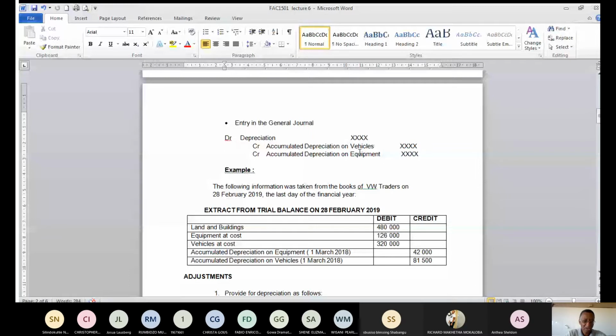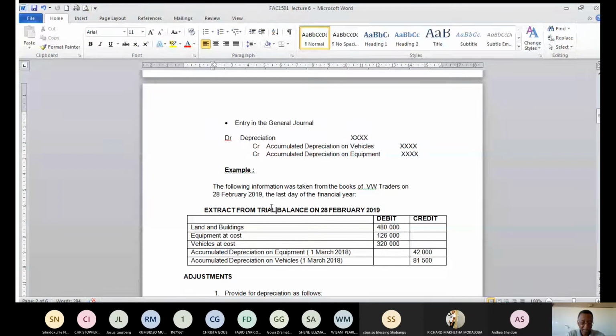Let us take a look at an example and see if you can handle this example here. The following information was taken from the books of VW Traders on the 28th of February 2019, which is the last day of the financial year.